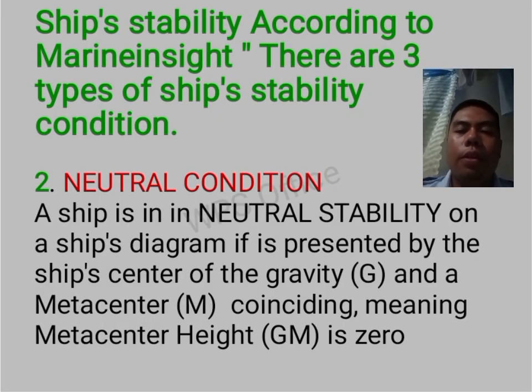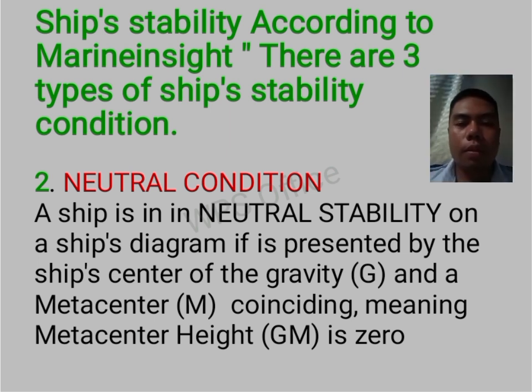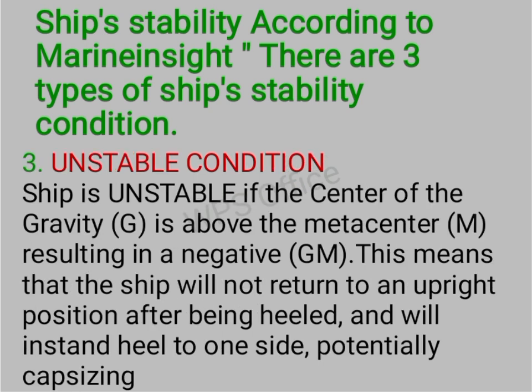A ship is in neutral stability on a ship's diagram if the ship's center of gravity or G and the metacenter coincide, meaning the metacentric height is 0. In this state, if the ship is heeled over to a small angle, it will tend to remain at the angle of heel until another external force acts upon it. Essentially, there is no tendency to either return upright or heel over further.